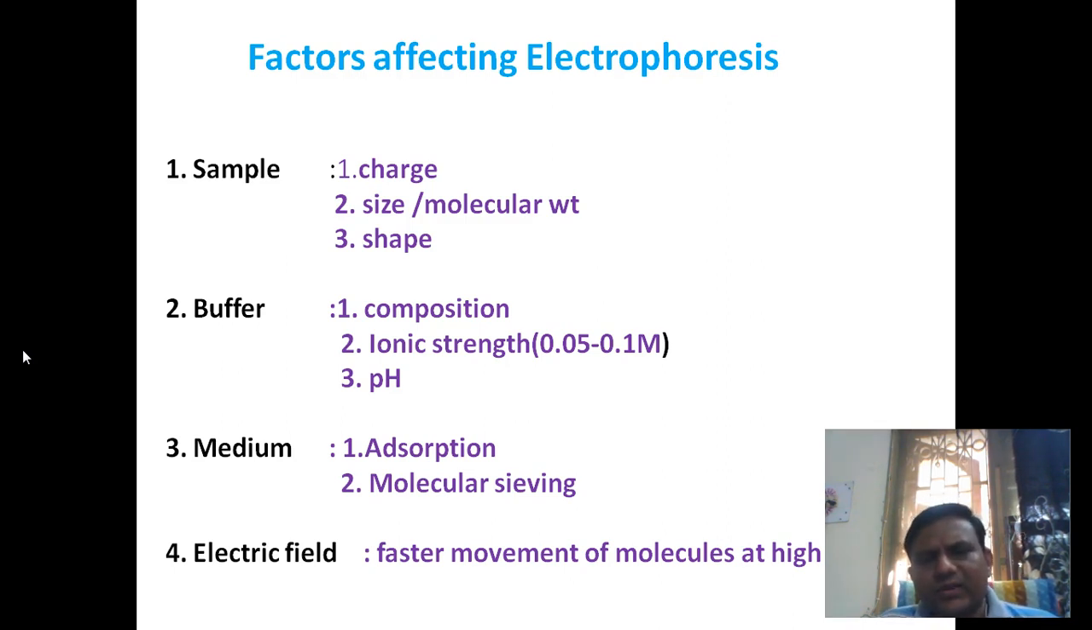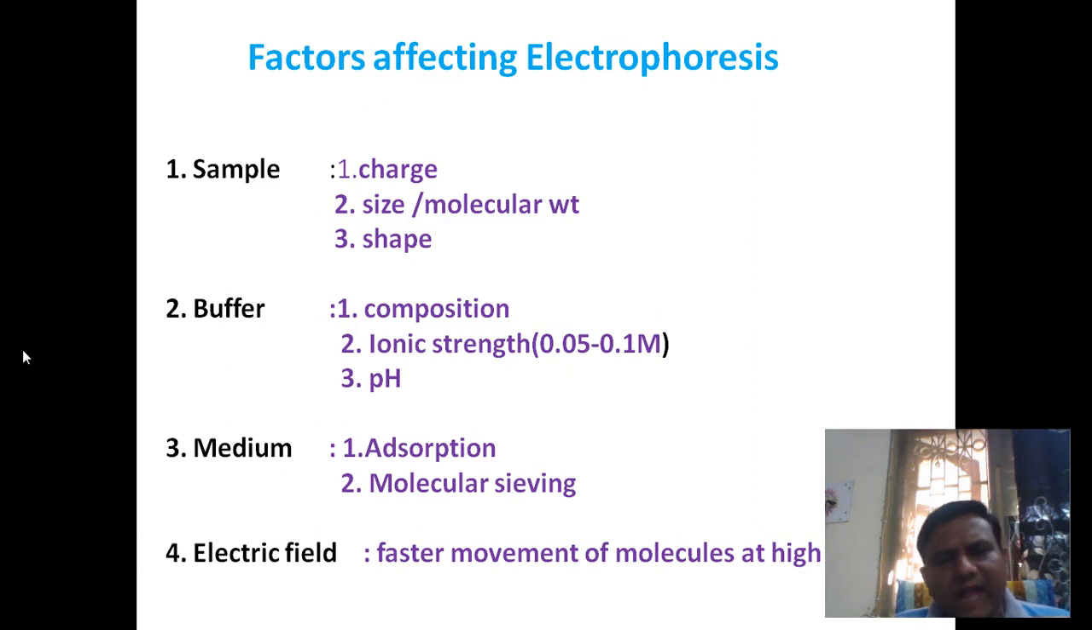But when we use a low ionic strength buffer, the concentration of ions will be low, and due to the minimum concentration of ions in the buffer, your molecules carry the maximum electric current, and that's why your molecule migrates toward the oppositely charged electrode very fast. So in this way your buffer can affect the electrophoretic mobility of that molecule.